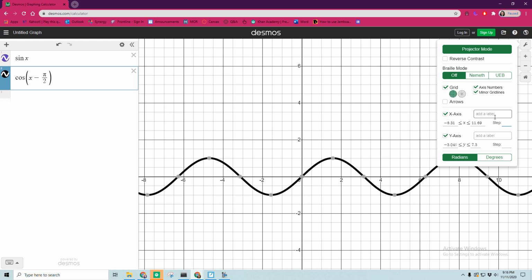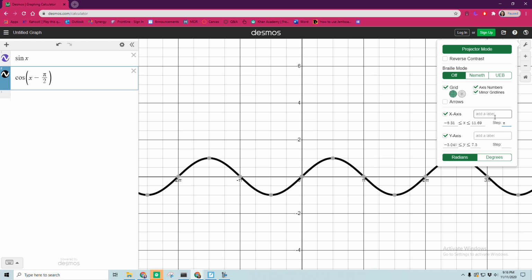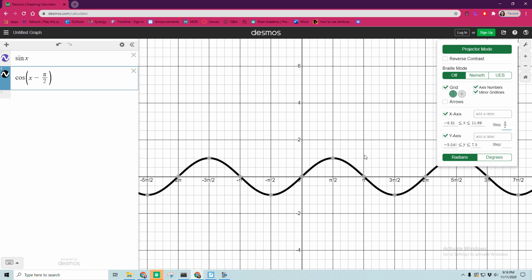So if I write in the letters pi, it automatically changes it to pi, and then I could change this to divided by 2, and there we go. I have all of my x-axis in radians now. So this is super helpful if you plan on using Desmos to do some of your homework problems. Now you can see that represented in the x-axis.